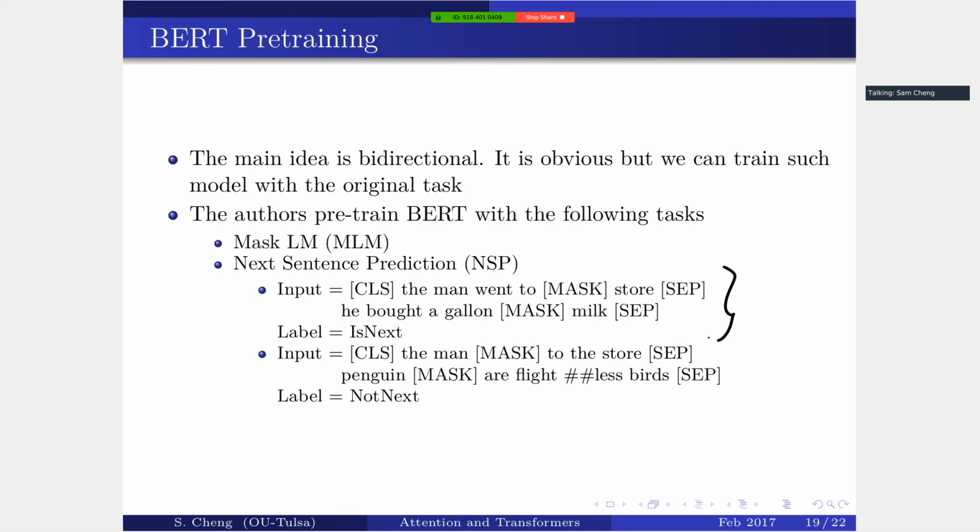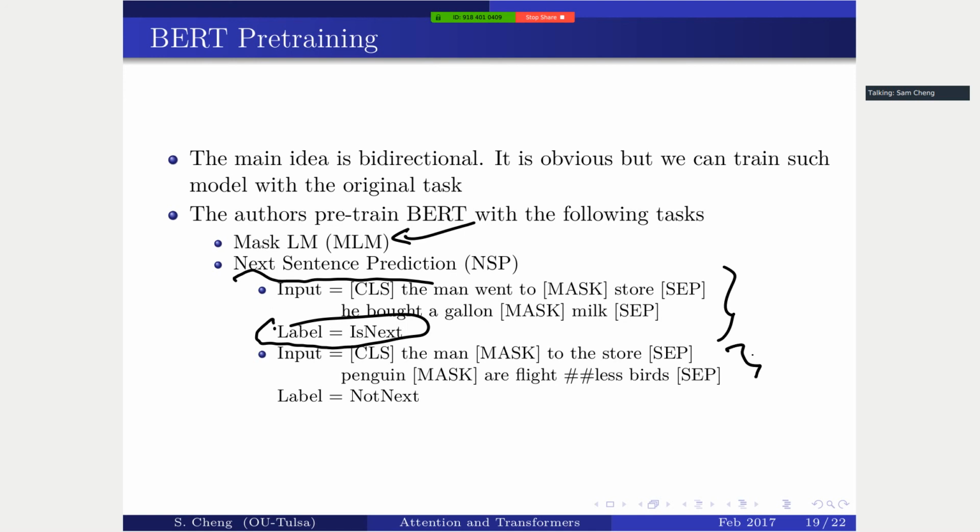It also has another task. When it pre-trains the model, it actually uses two tasks. This is one of the tasks I mentioned. The other task is next sentence prediction. What I have here is: the man went to the store, he bought a gallon of milk. I have the model determine whether the second sentence is the next sentence of the first sentence. Again, this is automatic. I don't actually need to do any labeling, because I know right away whether this is the next sentence or not. And I can also create counter examples.